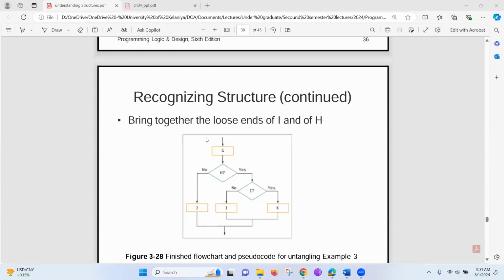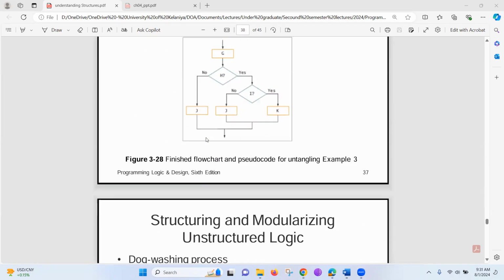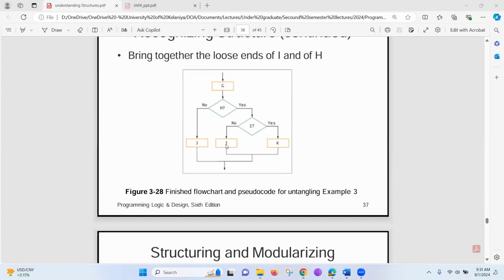Yes, you need to give the justification answer. Finally, you can end up like this.